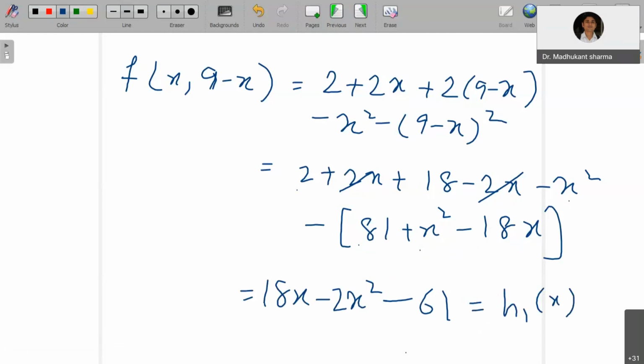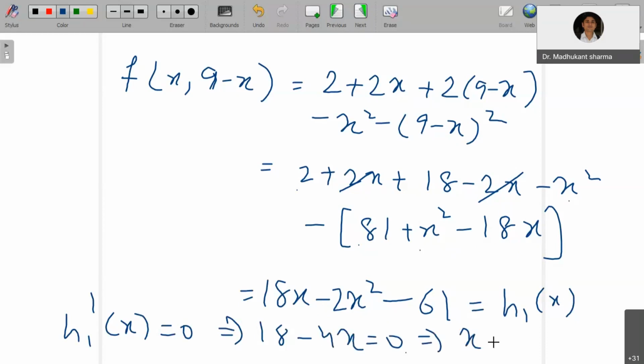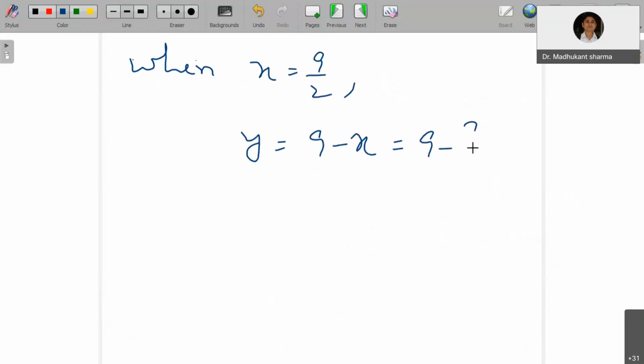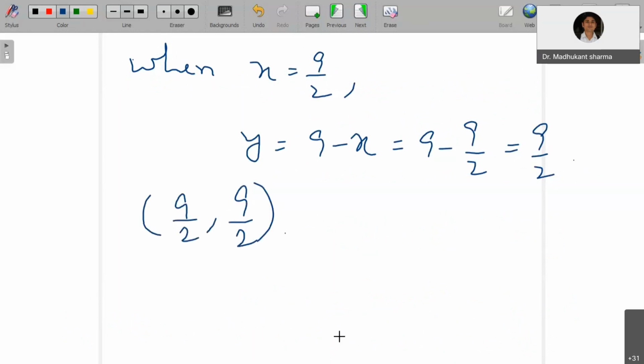Now for critical points, you have to differentiate and put it equal to 0. So this implies 18 minus 4x equals 0, and this implies x equals 9 by 2. So x equals 9 by 2, what will be the y? When x equals 9 by 2, y is equal to 9 minus x, so that's 9 minus 9 by 2, which is 9 by 2. So along the line AB, the possible critical point is 9 by 2, 9 by 2.